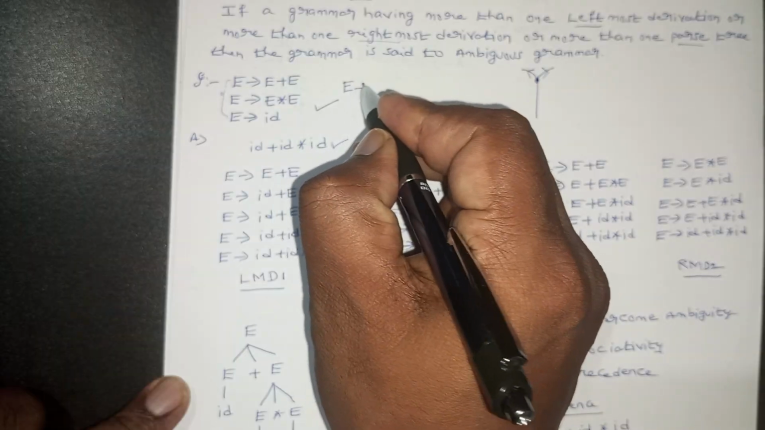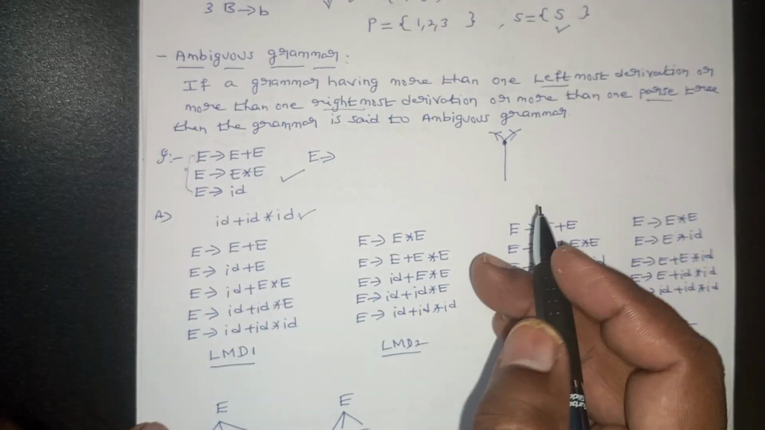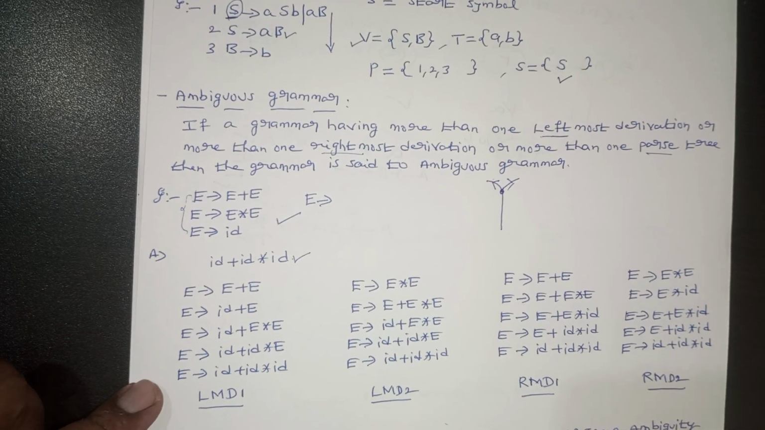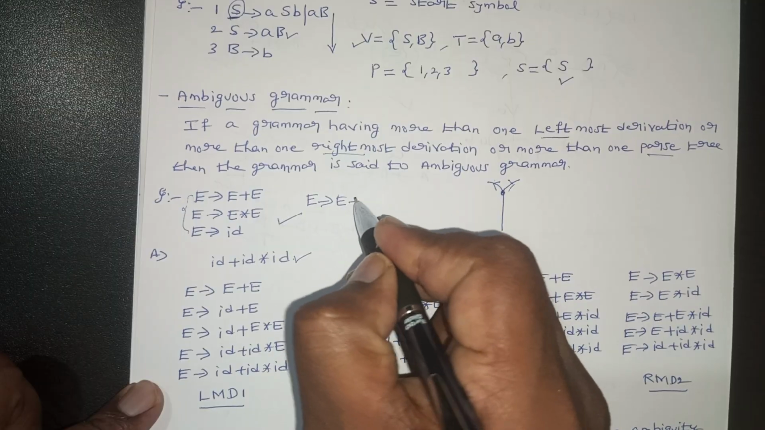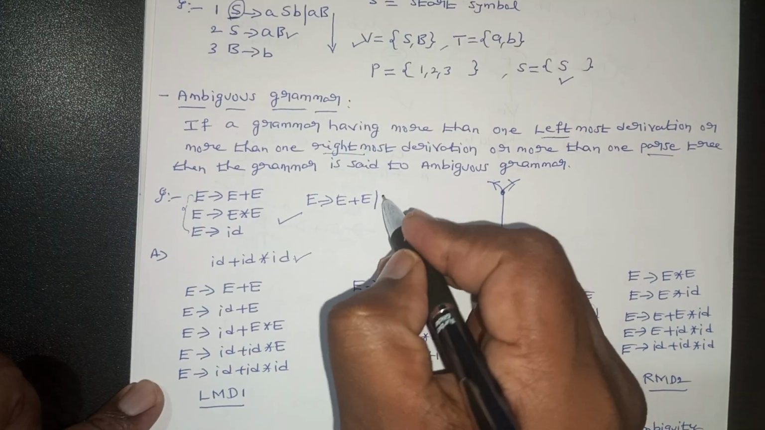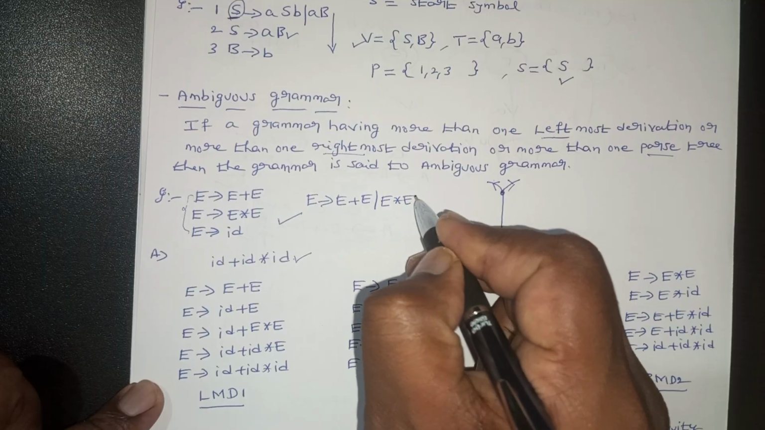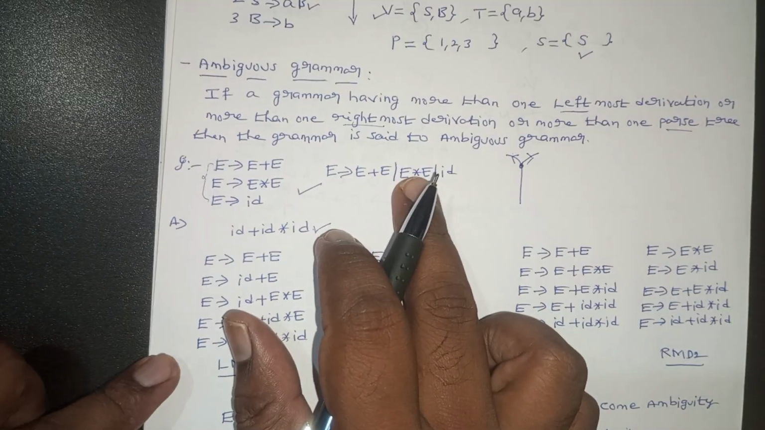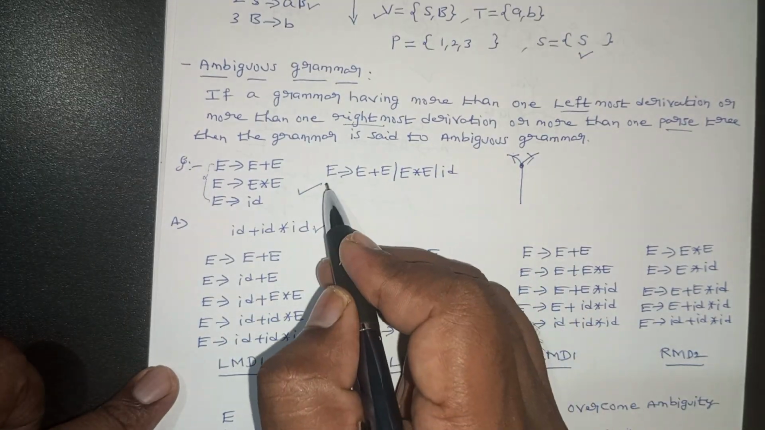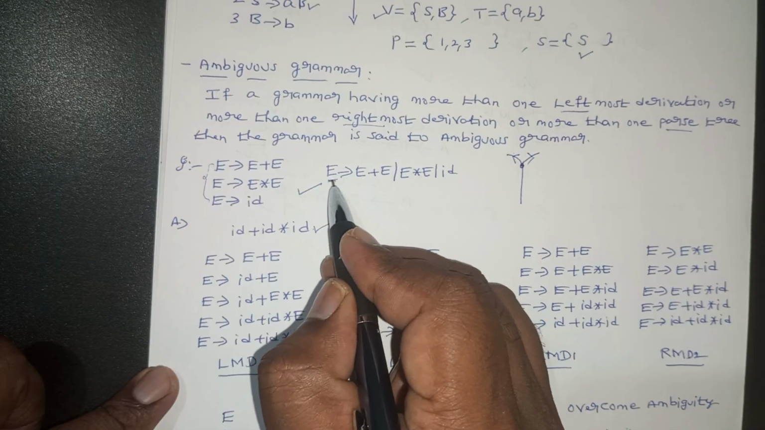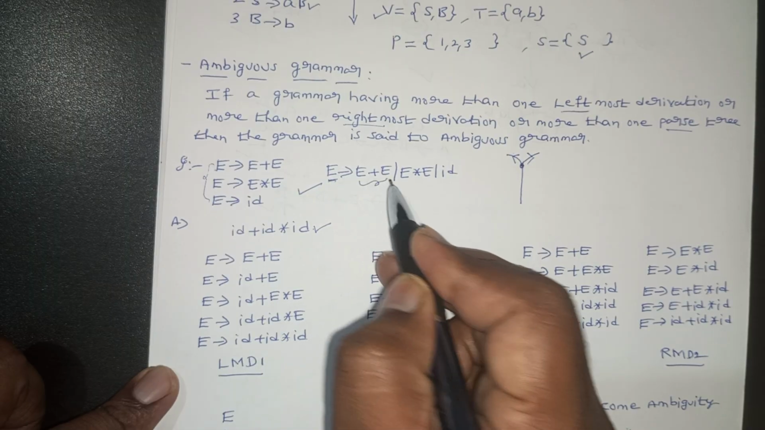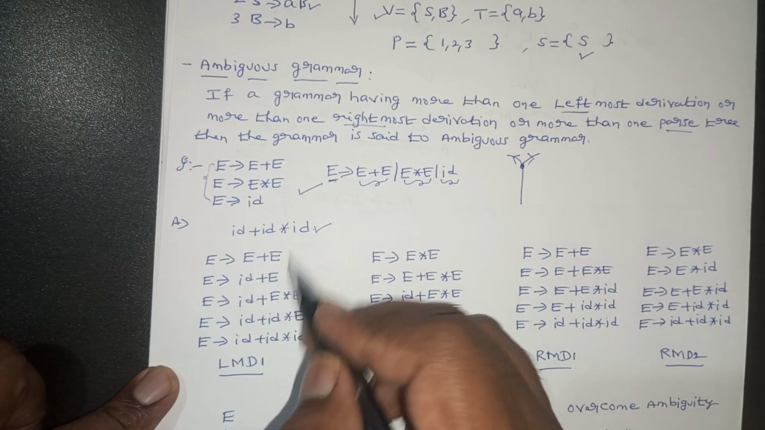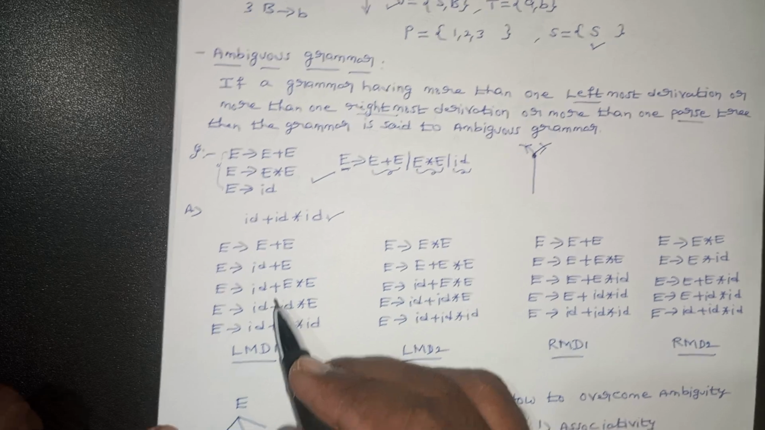E tends to E plus E, or E star E, or ID. Now you write it like this. This is also valid. Now what is the start symbol? This only is the start symbol. You may take this one, or this one, or this one. That is your choice. It depends upon the problem.